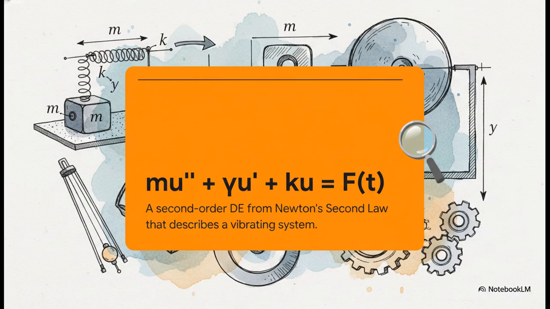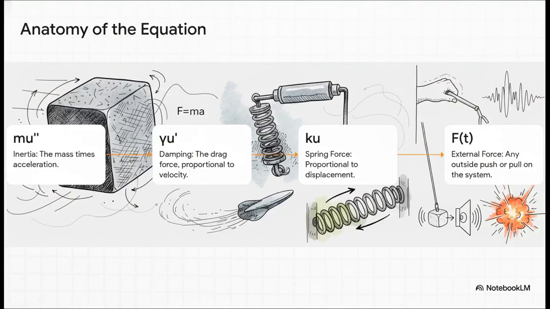It's a second-order linear differential equation. And the best part is, it comes directly from one of the most famous laws in physics, Newton's second law. You know the one, force equals mass times acceleration. Now, it might look a little intimidating, but each piece just represents a specific physical force. That first term, mu double prime, well, that's just your inertia, straight out of F equals ma.